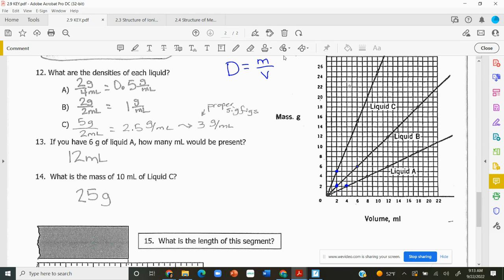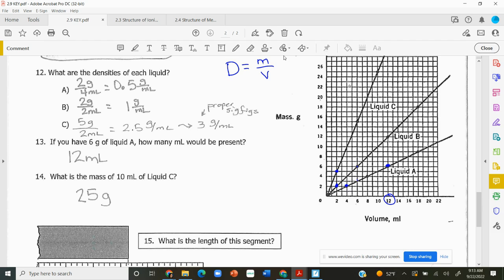If you have 6 grams of liquid A, how many milliliters would that be? Well, I'm going to find 6 on here. I'm going to go up and then, no, I need to find 6 grams, sorry. So 6 grams is here. So I go across and then I go down and that's where I get the 12 from. You could also use this density value here and calculate it if you wanted.